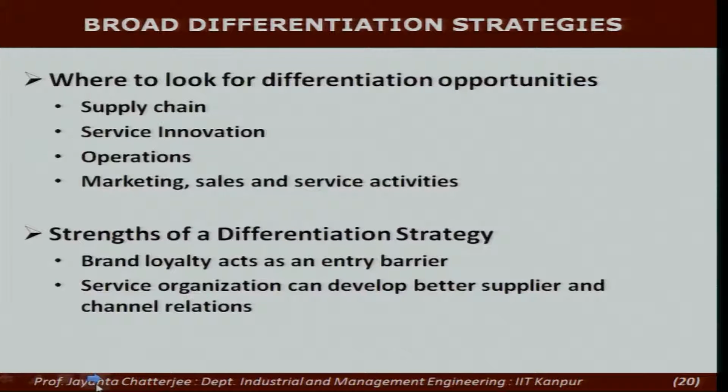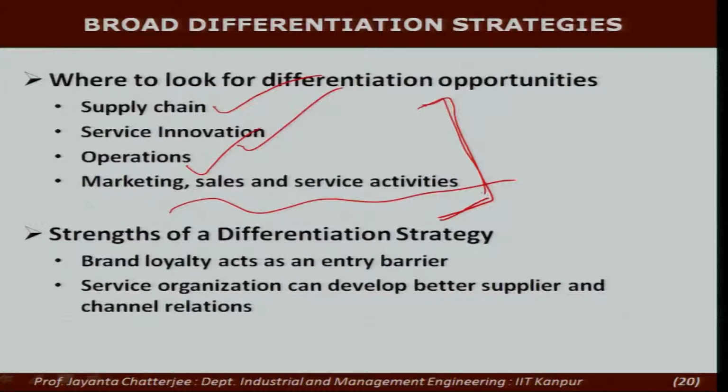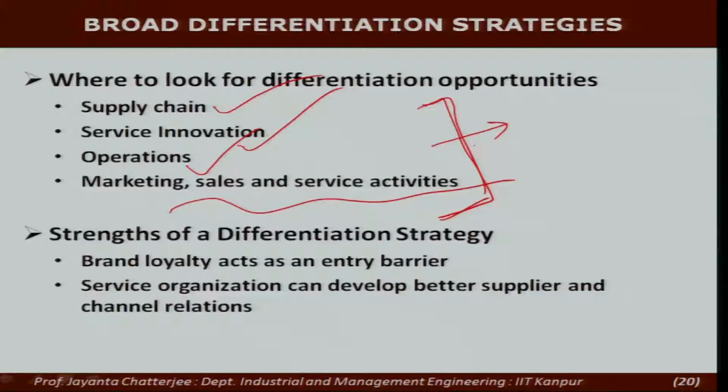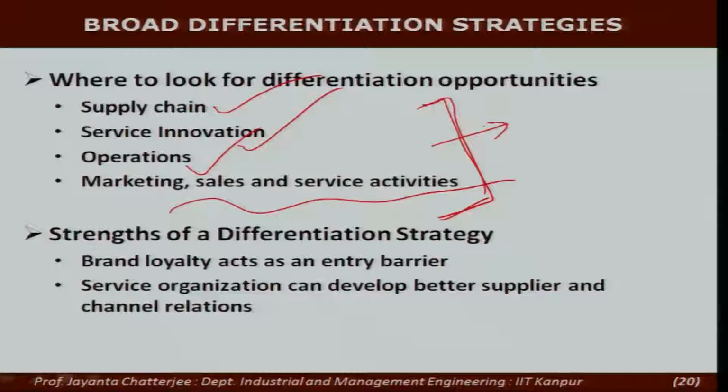So, differentiation opportunities can be derived out of supply chain, out of certain kinds of service innovation, your operational excellence, and marketing sales types of activities. So, if you analyze the way for example, the entertainment multiplexes are today competing, you will see they are most often trying to create differentials. So, whether it is an amusement park, whether it is a large complex having movie halls and theatres, etc., they all try to create certain kinds of features which create a long term relationship.